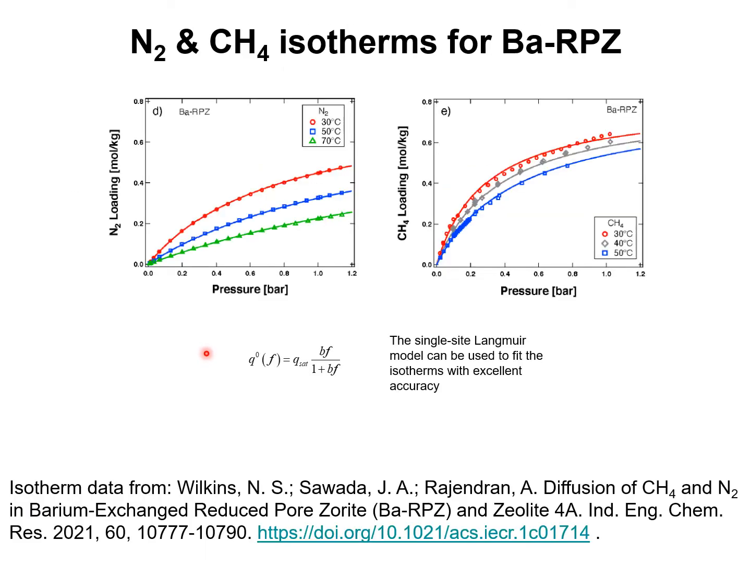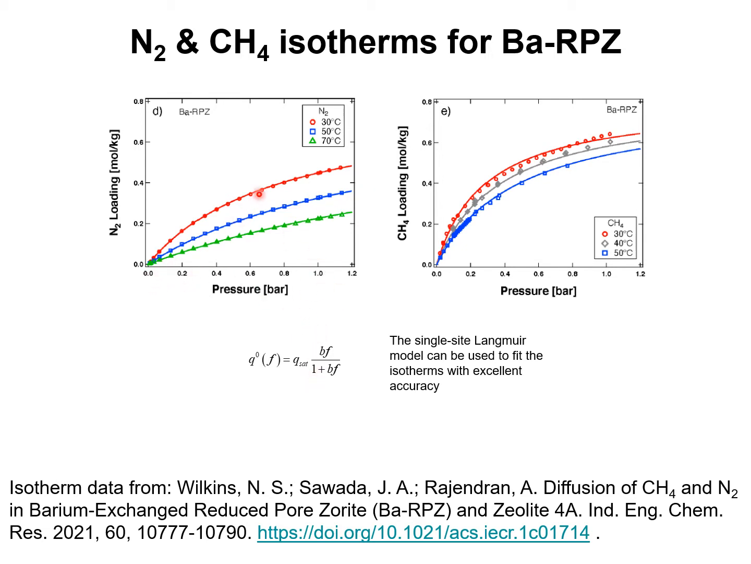Let us start by examining the experimental data for the unary isotherms for nitrogen and methane in BaRPZ. That stands for barium exchanged reduced pore zeolite. The data is from the paper by Wilkins, published in Industrial Engineering Chemistry Research in 2021. The data are shown here.